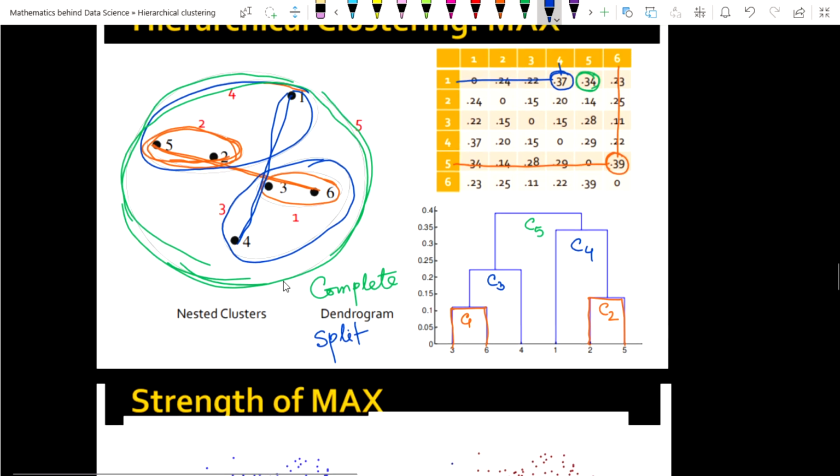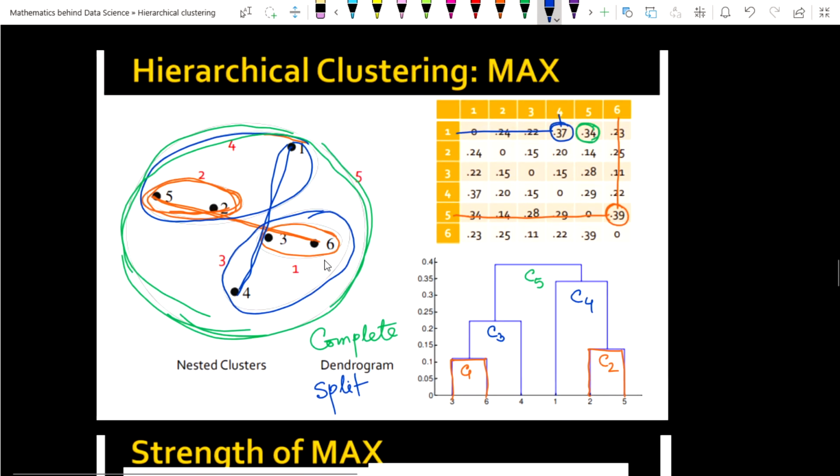In max, first, this is the 5 6, taken as the complete one. This is one cluster. Now using the second distance, 3 7, which means 1 and 4, we have to split it. This 1 will make one cluster, and 4 will make another. Now the single cluster is split into 2 clusters based on this.